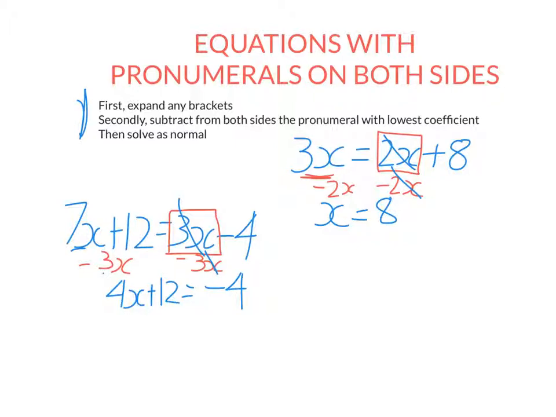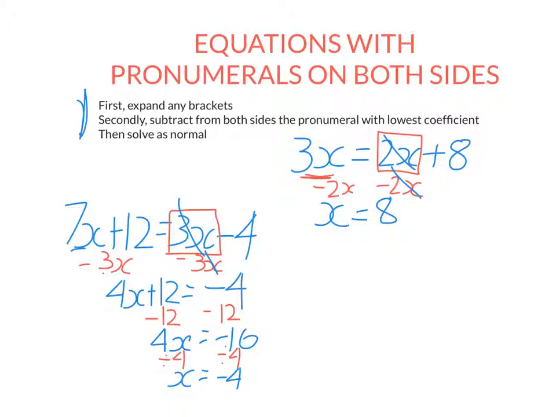We're just going to solve this as normal. So what we need to do is subtract 12 from both sides. So we get 4x equals negative 16. Then we need to divide each side by 4 to undo timesing by 4. So x is just minus 16 divided by 4, which is negative 4.